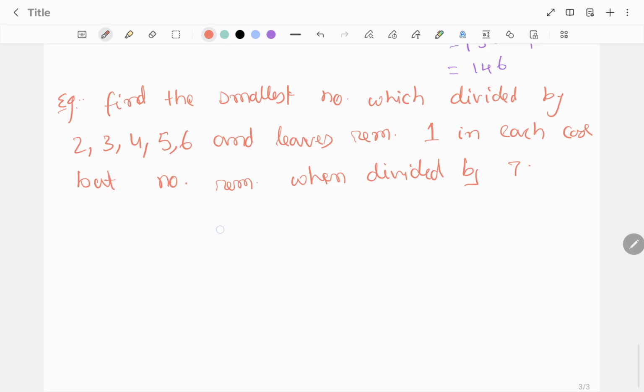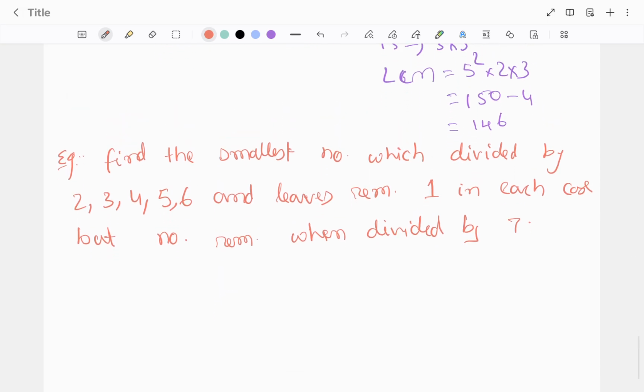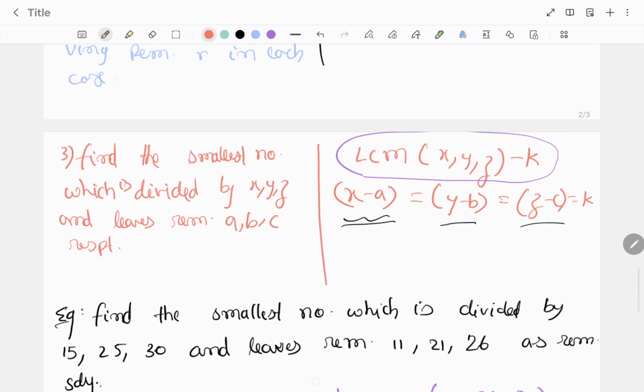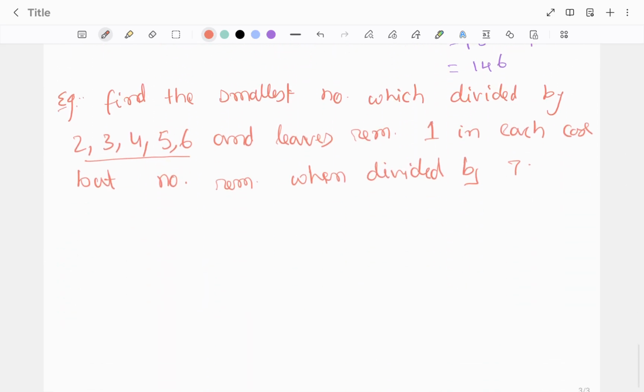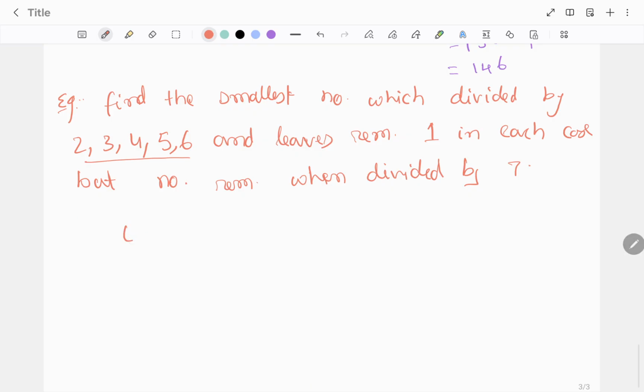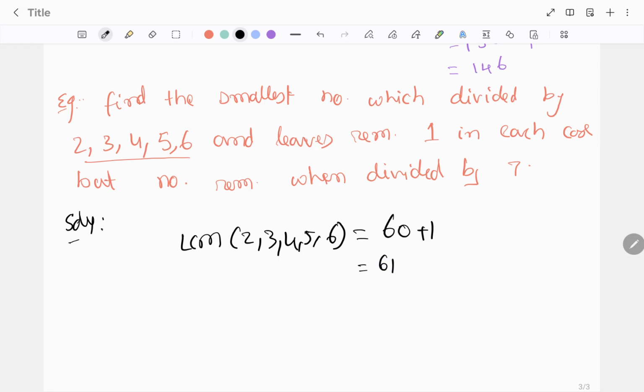So what to do? This is a form. First of all, 2, 3, 4, 5, 6 and leaves remainder 1. This comes under the second case: find the LCM plus 1. So the LCM of 2, 3, 4, 5, 6 is 60. Now we need to add that 1, so 61.